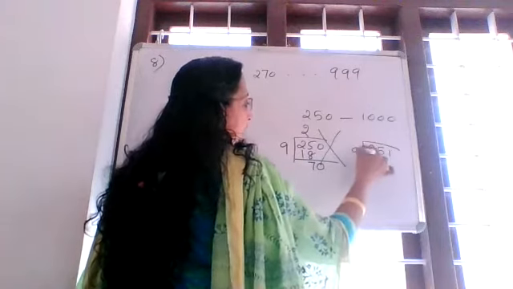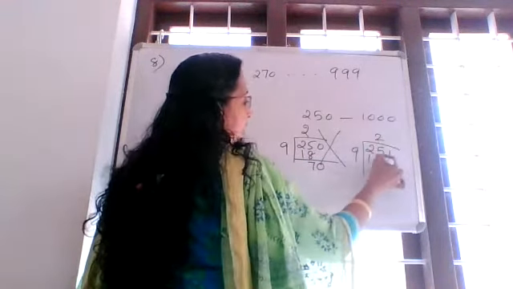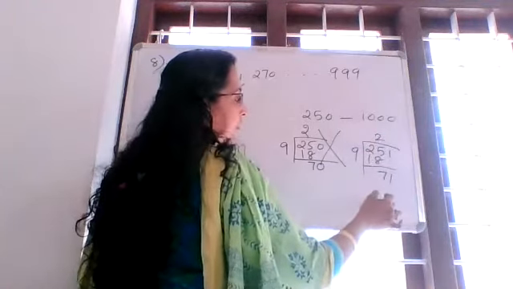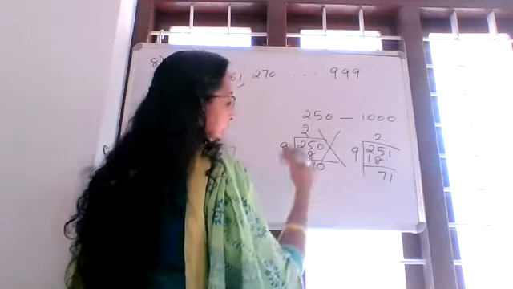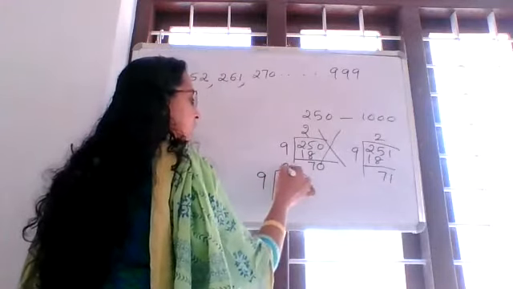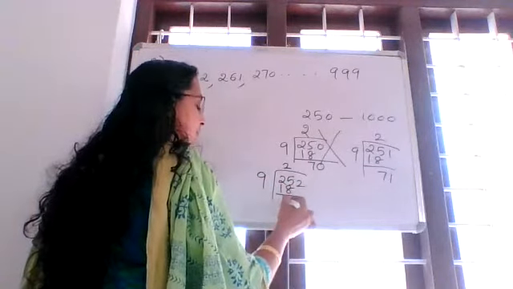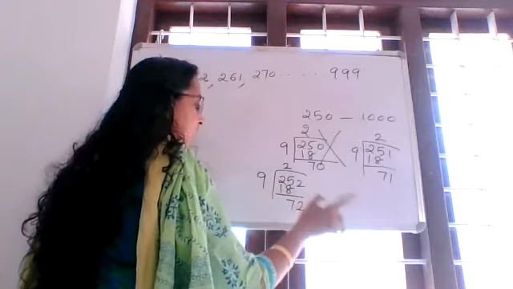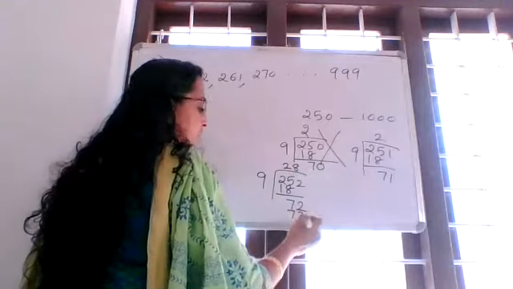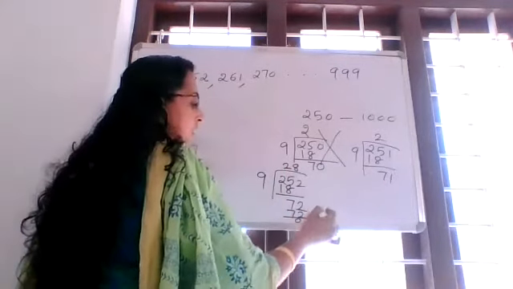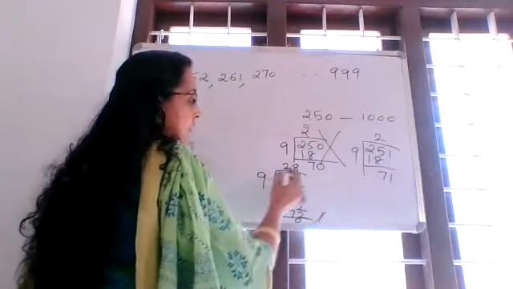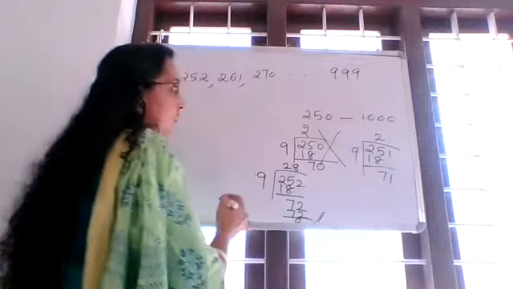251 divided by 9. 9 2s are 18, here 71, it's not possible. Remainder will be there. The next, 252 divided by 9. 9 2s are 18, balance 7, 72. How many times? 8 times, 72. Remainder is 0. That means 252 is divisible by 9. That means 28 into 9 is 252.